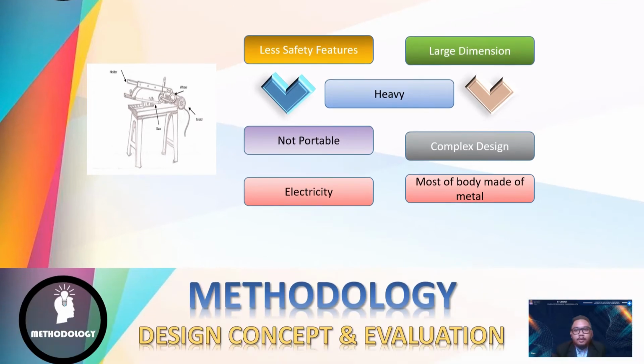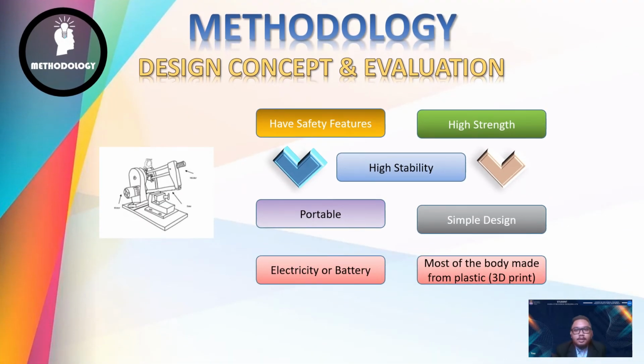And lastly, the third design has safety features. This will help the user avoid any danger when using it. The product has high strength and high stability. Next, it is portable, and the design, as we can see, is simple. Besides that, it can use electricity or battery. And lastly, most of the body part is made from plastic, using PLA 3D print.